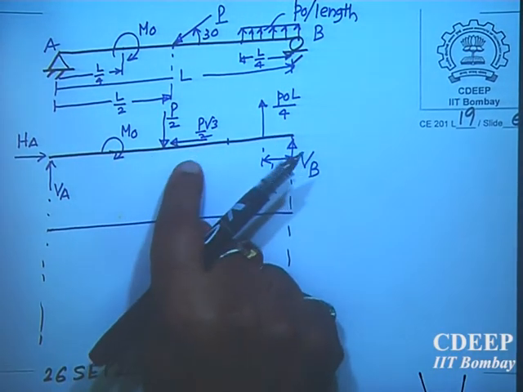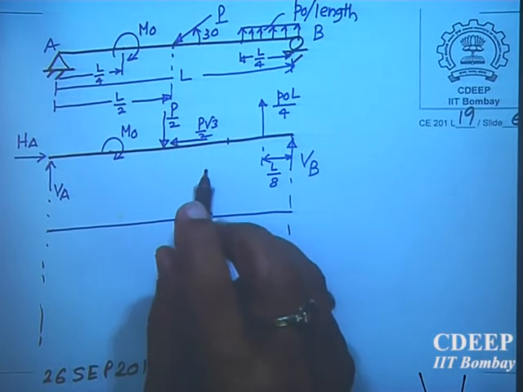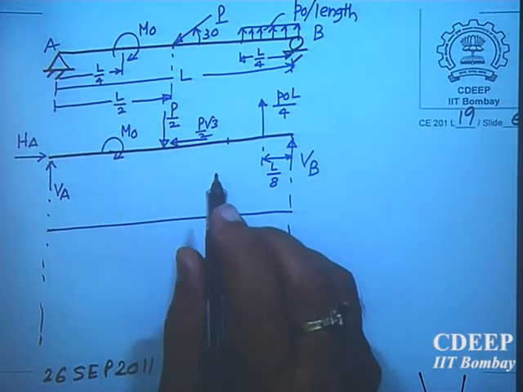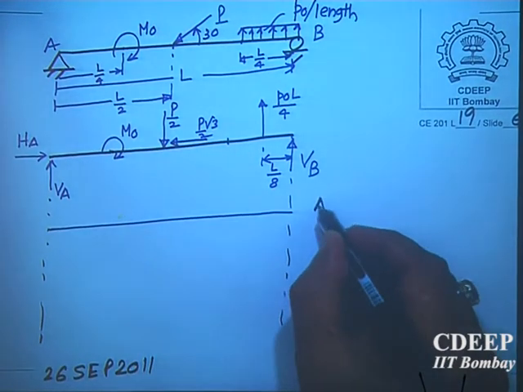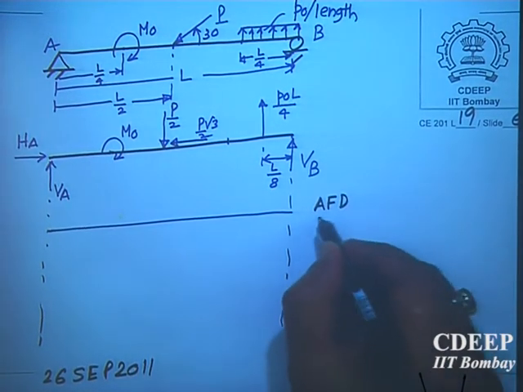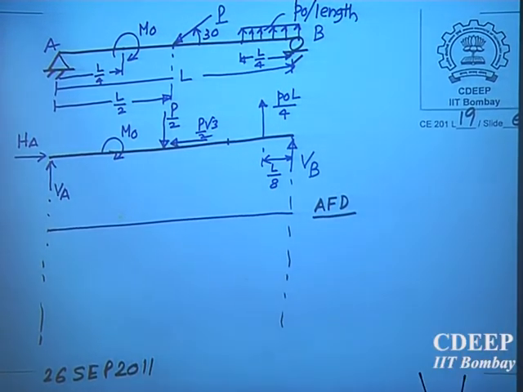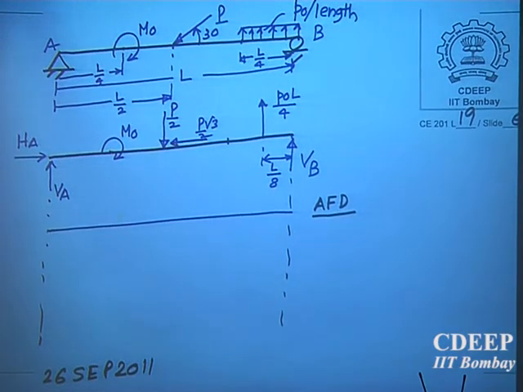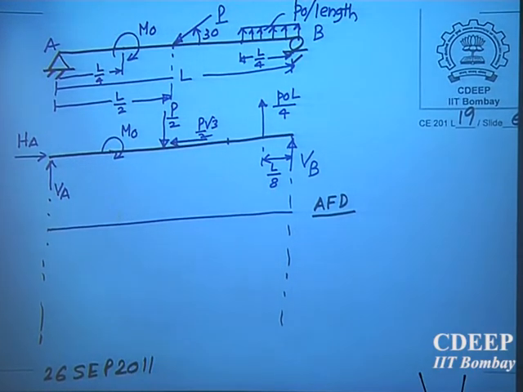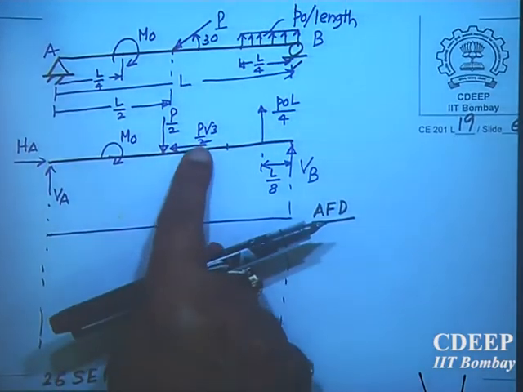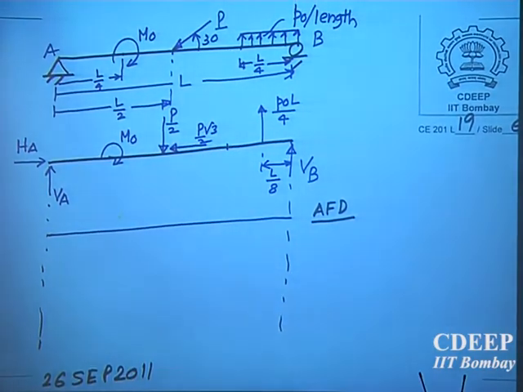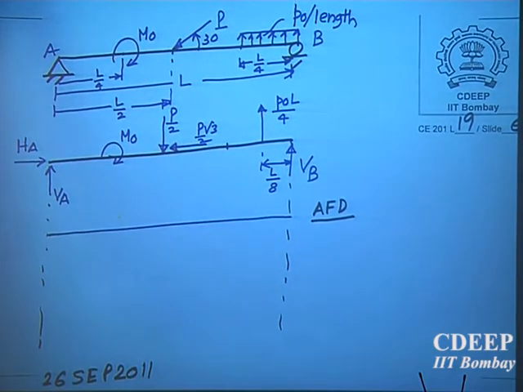P by 2. Axial force diagram. Root 3 by 2, plus or minus. Axial force diagram, AFD. Yes, tell me, what will be the value of HA? HA will be equal to P root 3 by 2. So, plus or minus.